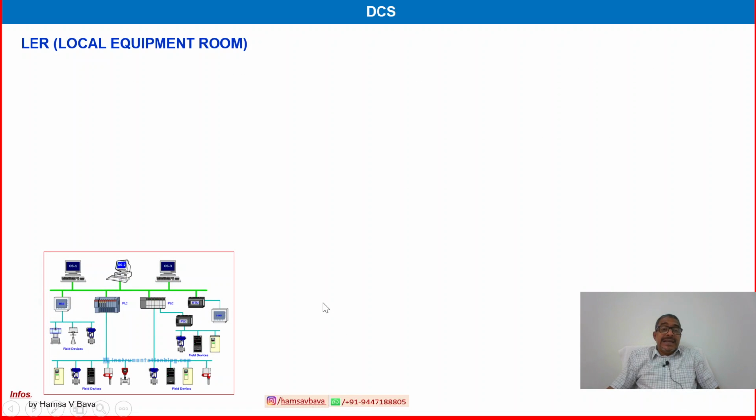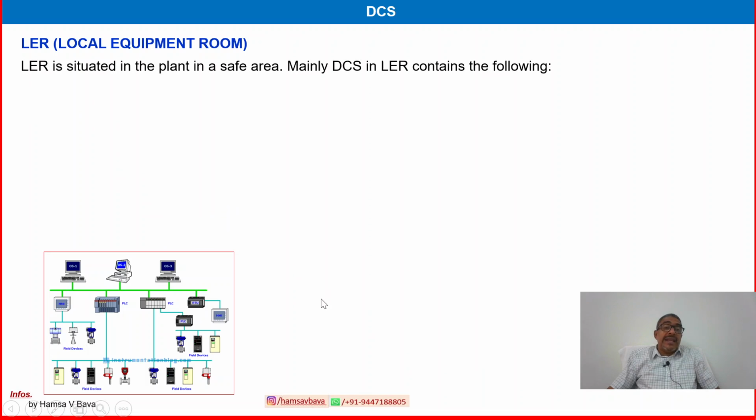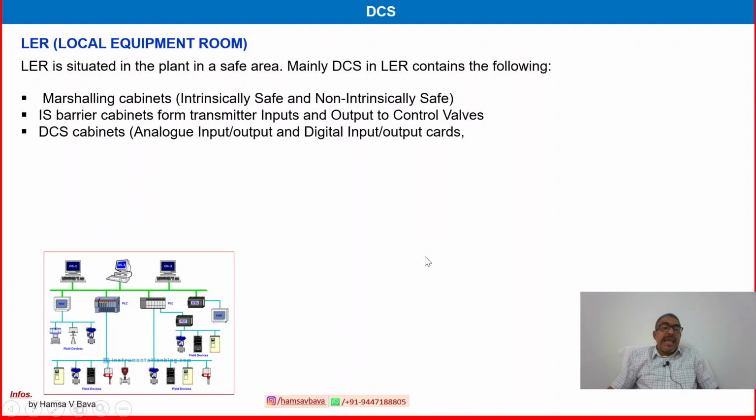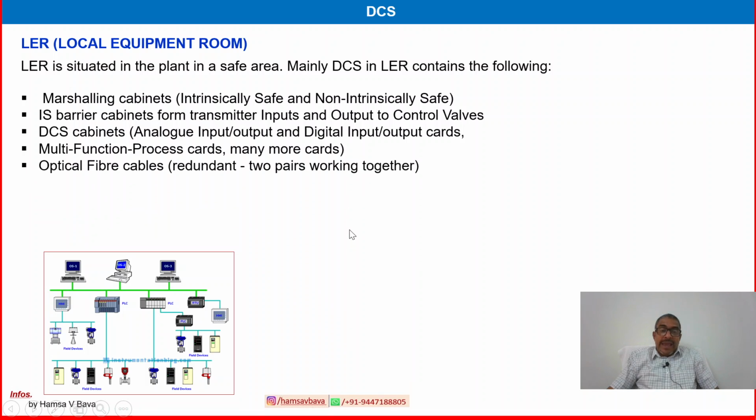Now let us discuss the local equipment room. LER is situated in the plant in a safe area. Mainly DCS in LER contains the following items: marshalling cabinet, intrinsically safe and non-intrinsically safe IS barrier cabinet for transmitter input and output to control valve. DCS cabinet, analog input output, digital input output card. Multifunction process card, many more cards. Optical fiber cables, redundant, two pairs working together.